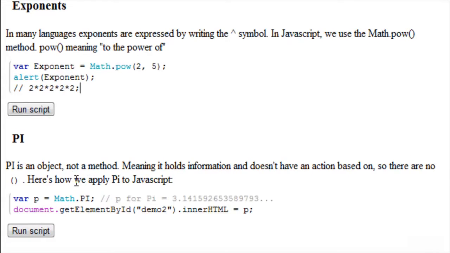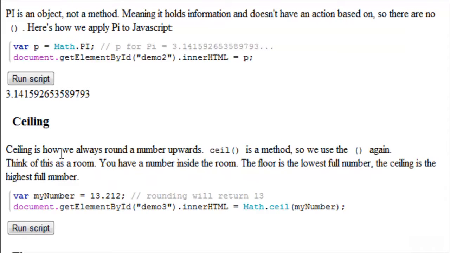Next we have pi. Pi is an object, not a method, meaning it holds information and it doesn't have an action based on it. So there are no parentheses. Here's how we apply pi to JavaScript. Variable p is equal to math.pi. So we just wrote p for pi, and pi is equal to 3.14159265, etc. Now when we run the script, this is the number we're going to get, and that's pi.